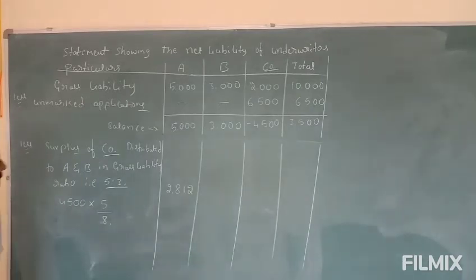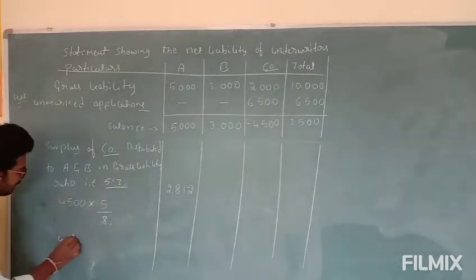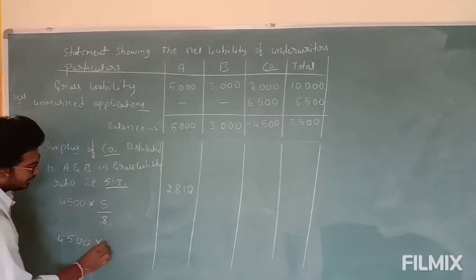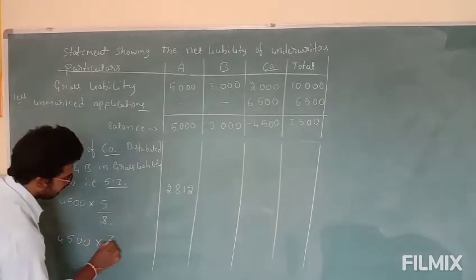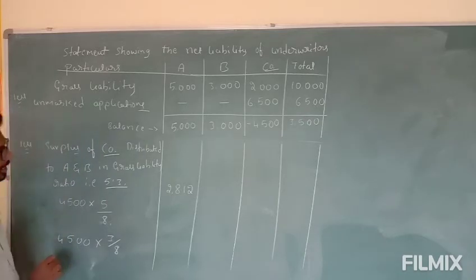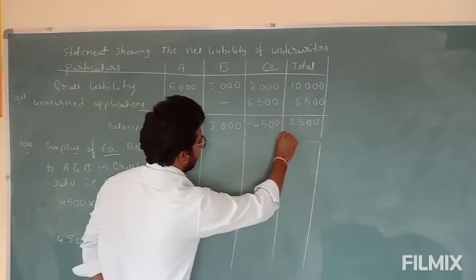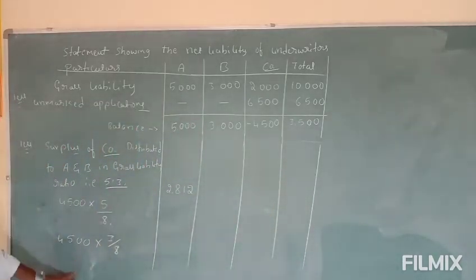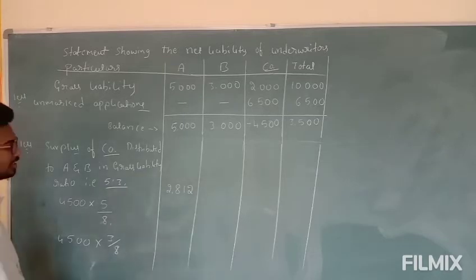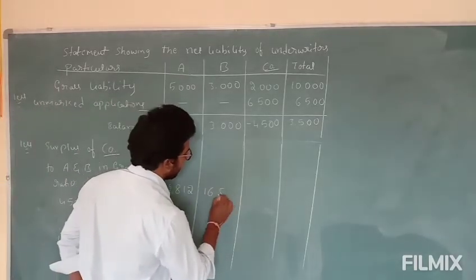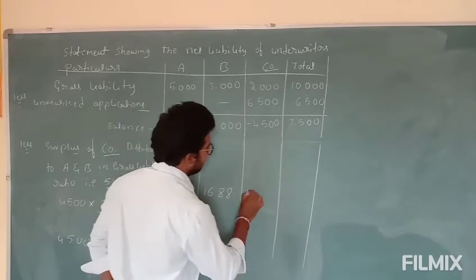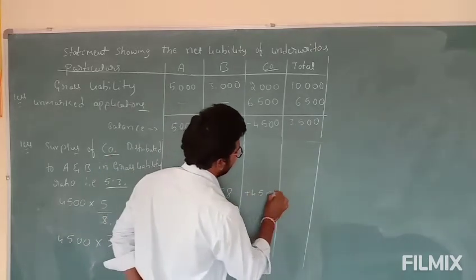Similarly, you can do for B also. 4,500 into, what is the ratio? 3 by 8. 4,500, calculate. Use calculator. 4,500 into 3 by 8. You will get 1,688. That will be distributed directly.